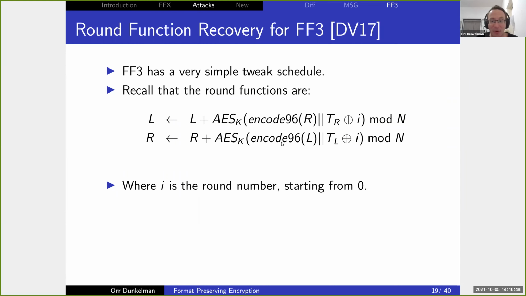I just want to mention the following fact. The following attacks that I'm going to describe work just because they started the counting from 0. If they had started the counting from 1, these attacks wouldn't happen.